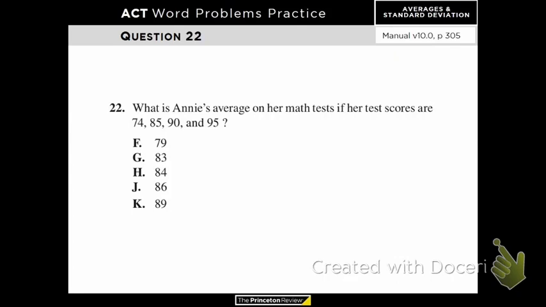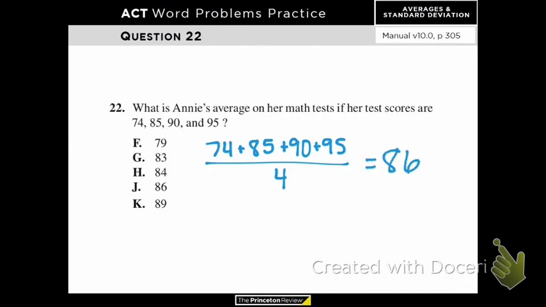22, what is Annie's average on her math tests if her scores are? And then it lists them. Again, it's only asking for the average, so I'm just going to add these 4 together and then divide by the number that there are, which is 4. Okay, and that gives me 86. So J.